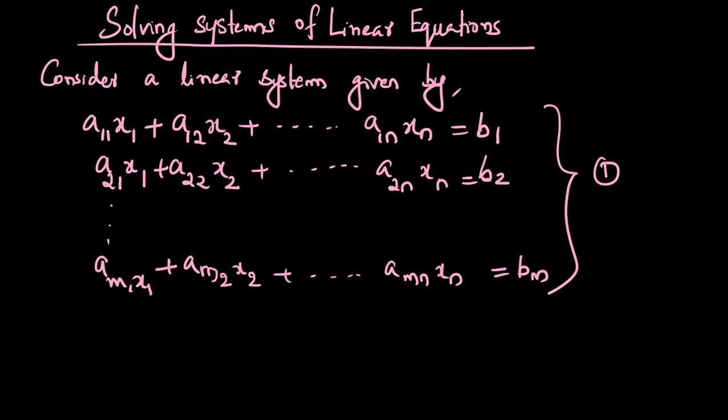In this lecture, we will be discussing solving systems of linear equations. Consider a linear system given by the set of equations a11x1 plus a12x2 up to a1nxn equal to b1, and a21x1 plus a22x2 up to a2nxn equal to b2. Similarly, in a generalized way, am1x1 plus am2x2 up to amnxn equal to bm.